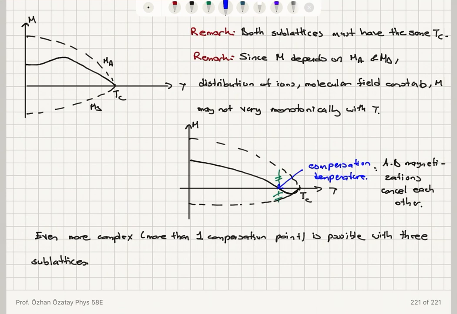and depending on exactly how A and B sublattice magnetizations change with temperature, we can have different scenarios. We can have the M increasing for a little bit and then decreasing, and we can also have a situation where the magnetizations exactly cancel out at the temperature called the compensation temperature, and including this temperature and Tc, we can have two 0 points in M versus T. Or if we have a more complex situation with three sublattices, we can also have more than one compensation point.